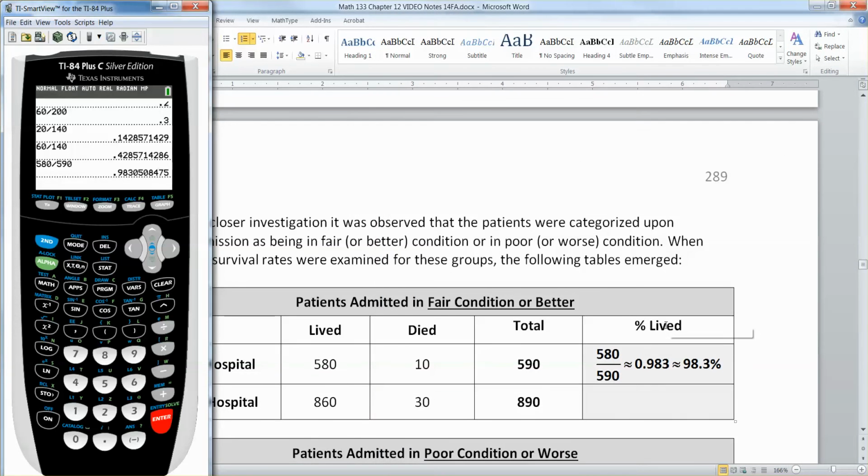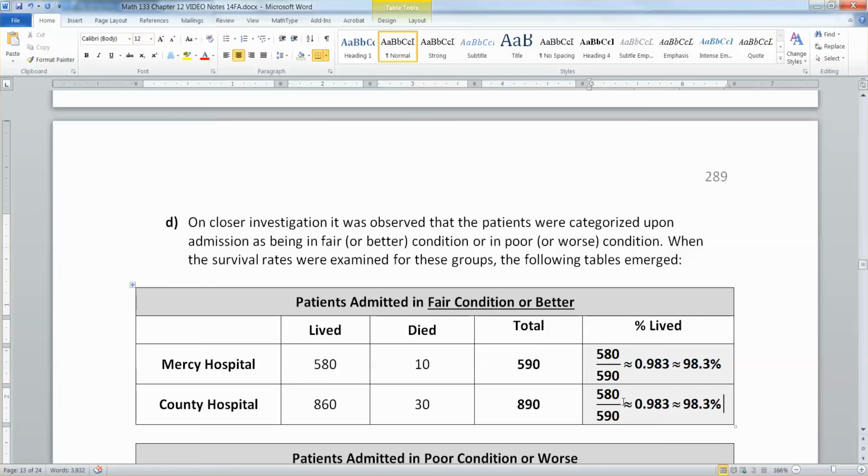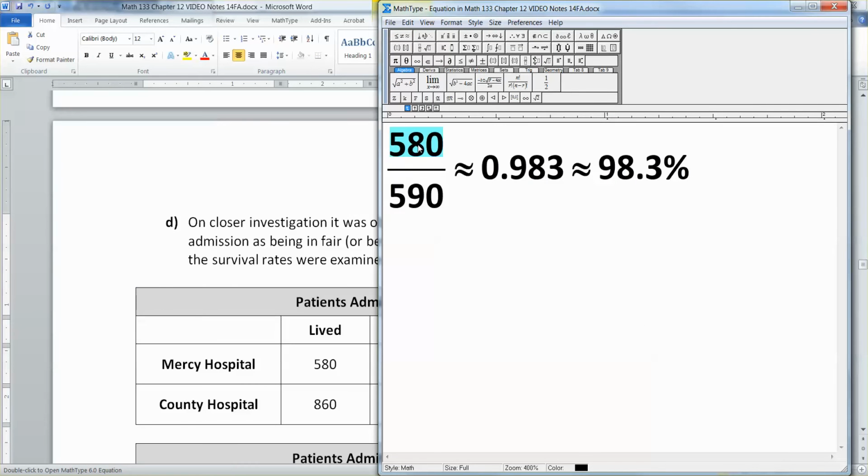Okay, so now let's do it again for County Hospital. They have 860 living out of 890 that were admitted. So let me take that 860 divided by 890.